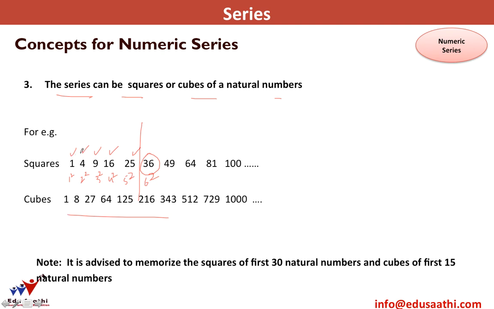Or what they can do is ask 1, 9, 25, 49, and what is the next term. So I know that this is 1 square, this is 3 square, this is 5 square, this is 7 square. So the series is just the square of the odd natural numbers. So the next term would definitely be 9 square, which is 81. So remember, it is advised to memorize the squares of the first 30 natural numbers and cubes of the first 15 natural numbers.